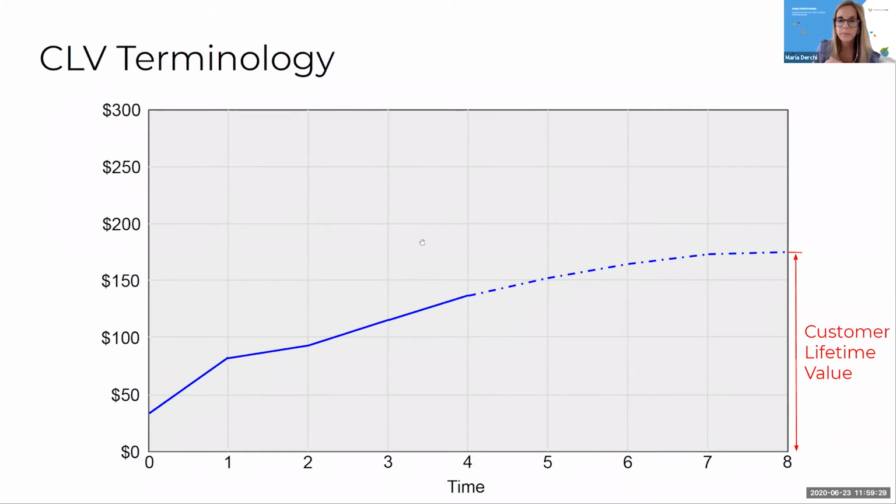I think we have time maybe for one other question. There's one on any reading suggestions for how to predict CLV for a startup investor pitch.